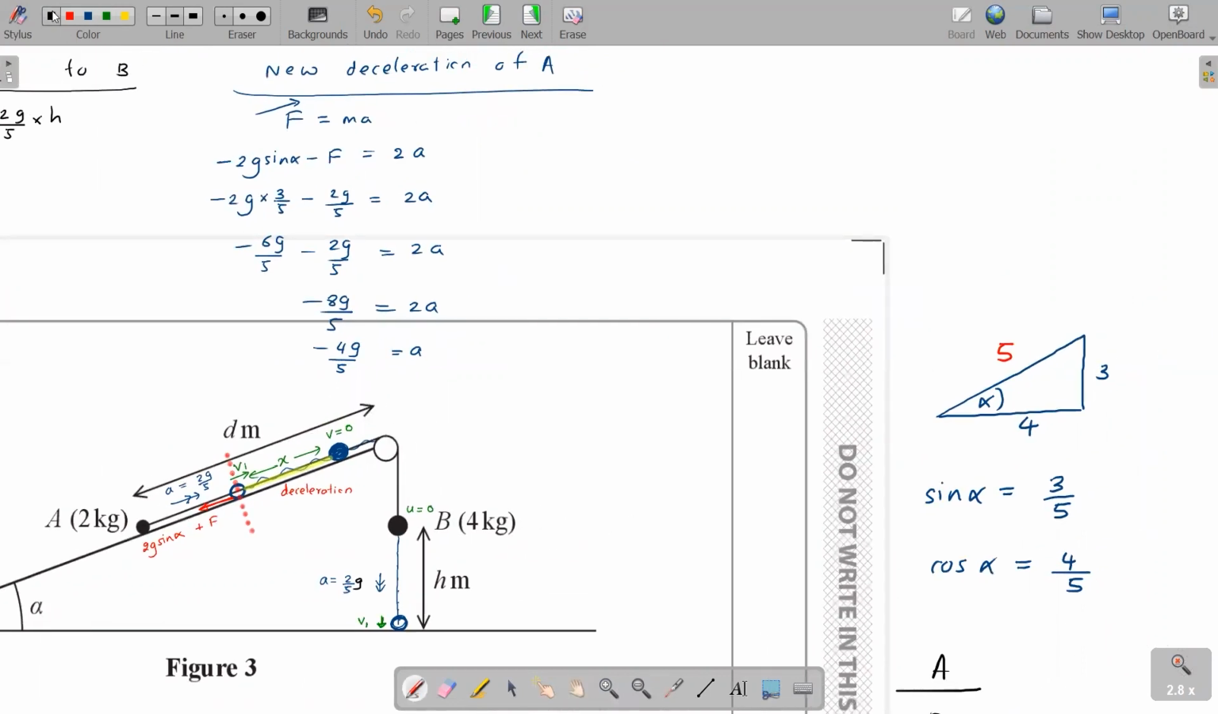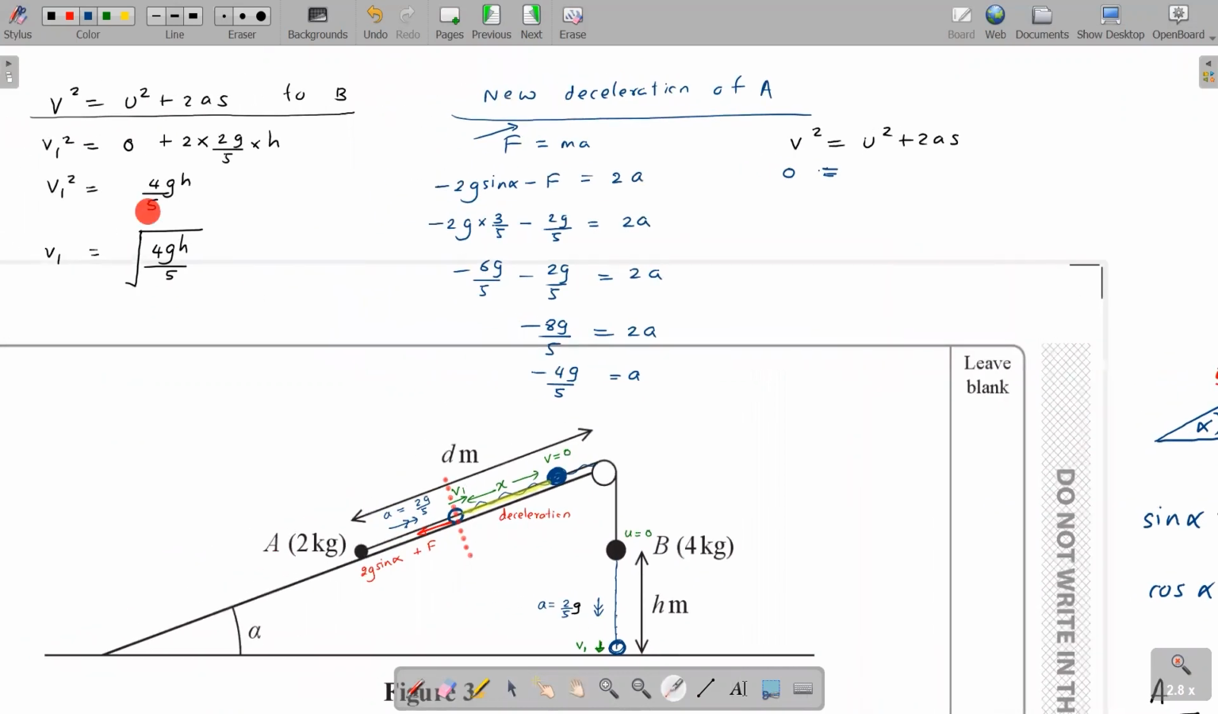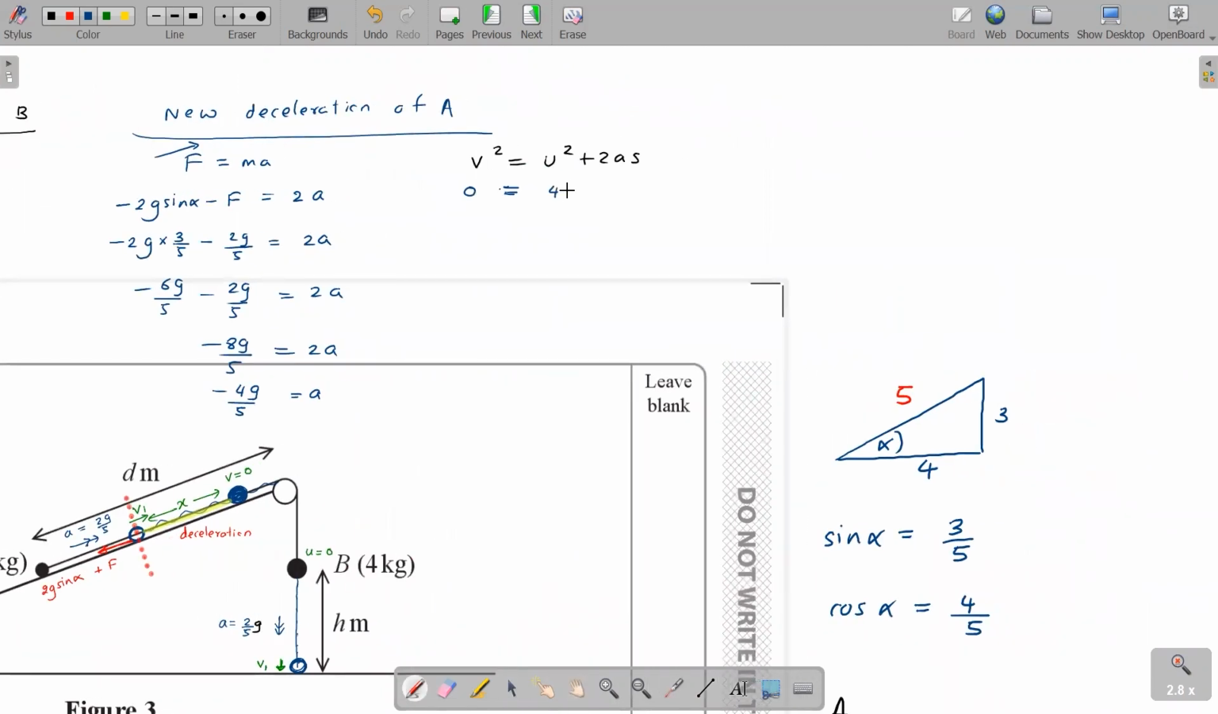Under the new acceleration, we will again use v squared equals u squared plus 2as, because we don't know the time. We need to find the distance that it moved up. Under the new deceleration, final velocity is 0. Initial velocity is v1 squared, and we know the v1 squared value, which is 4gh over 5. Plus 2 times the acceleration, minus 4g over 5 because it's a new deceleration, and displacement is x.